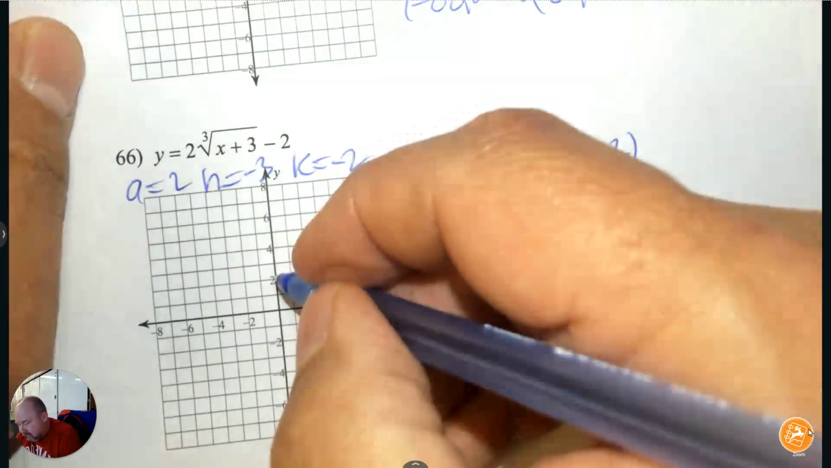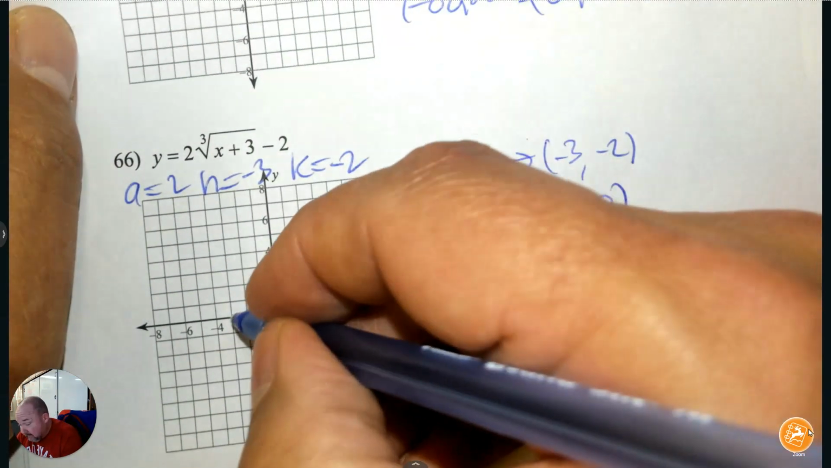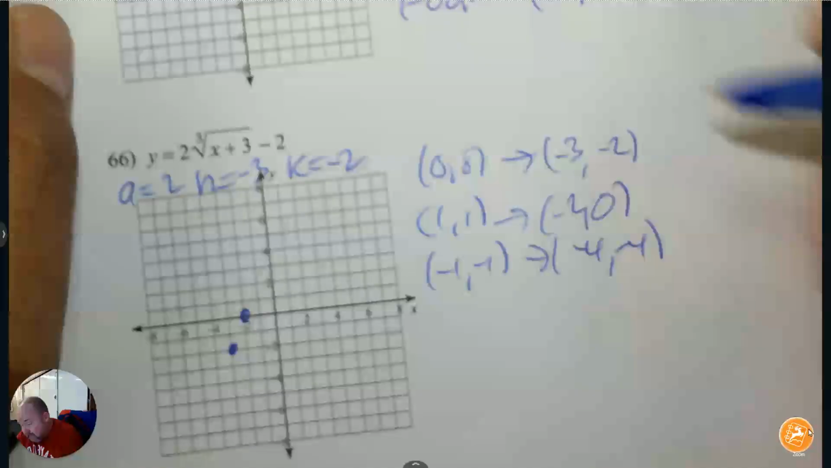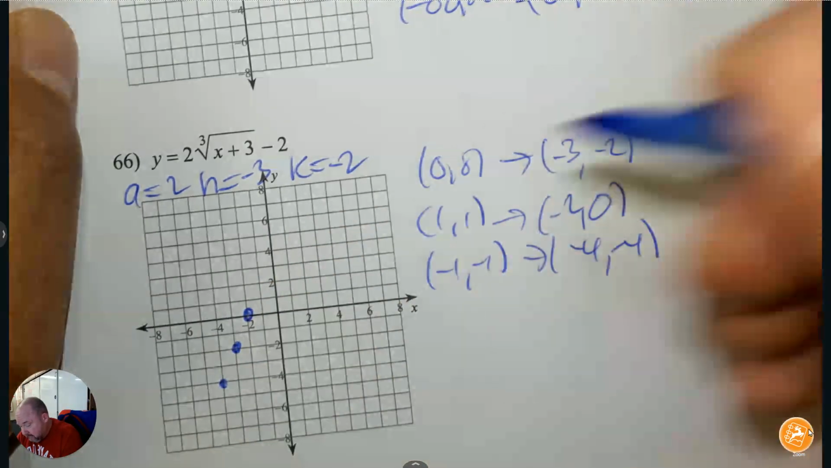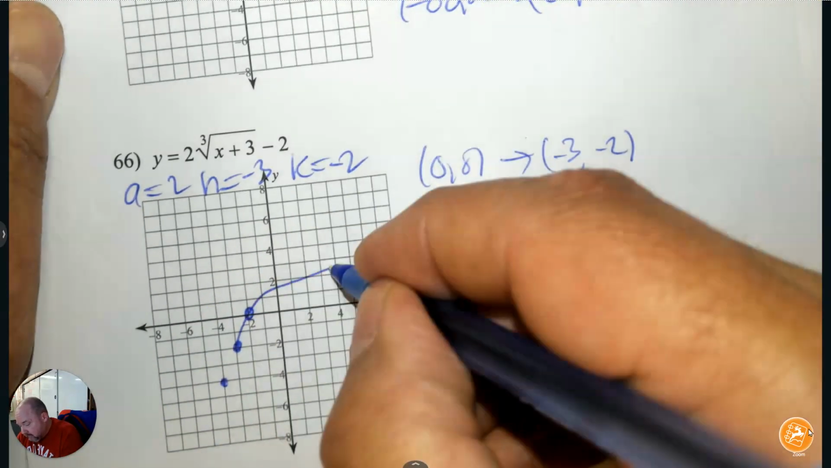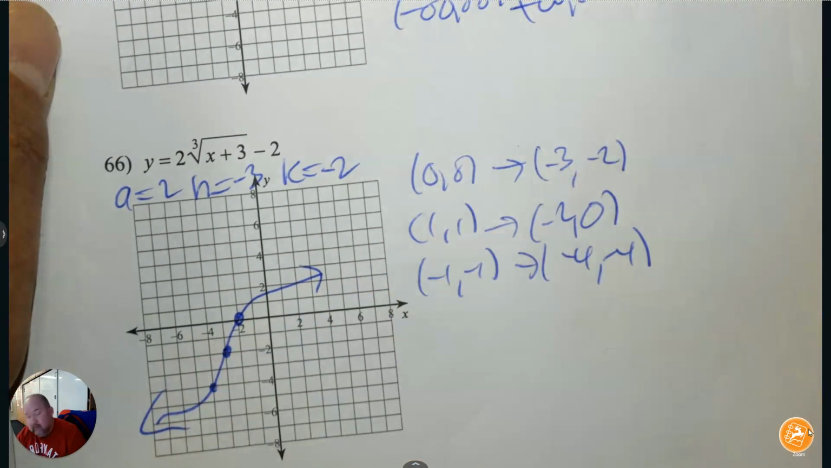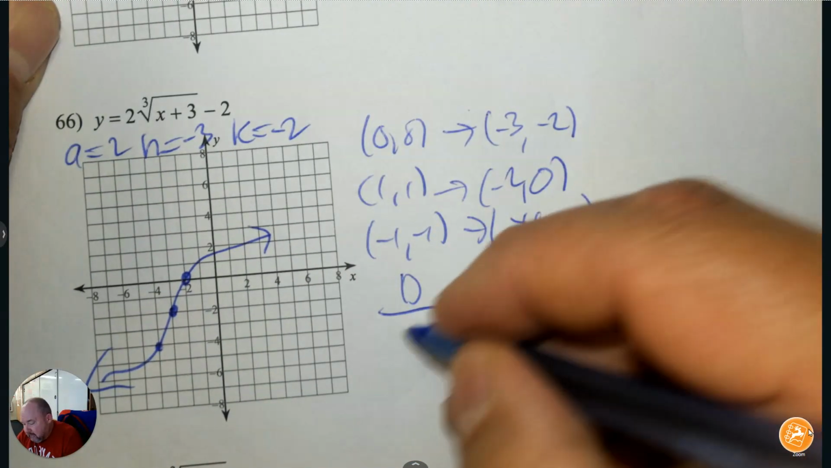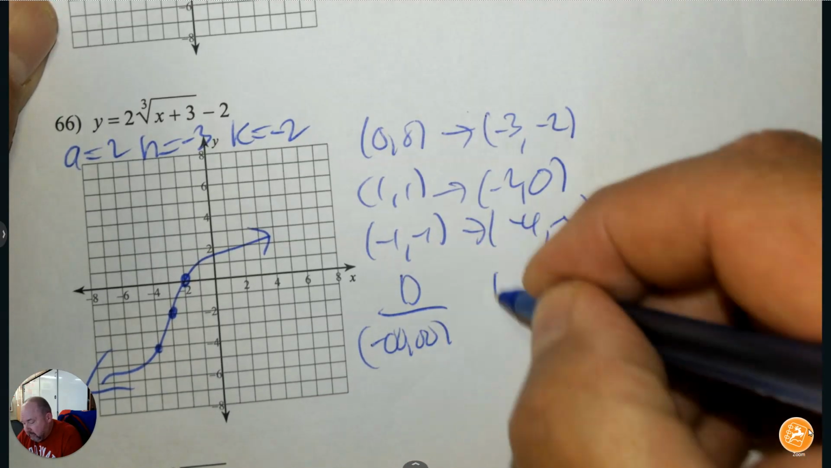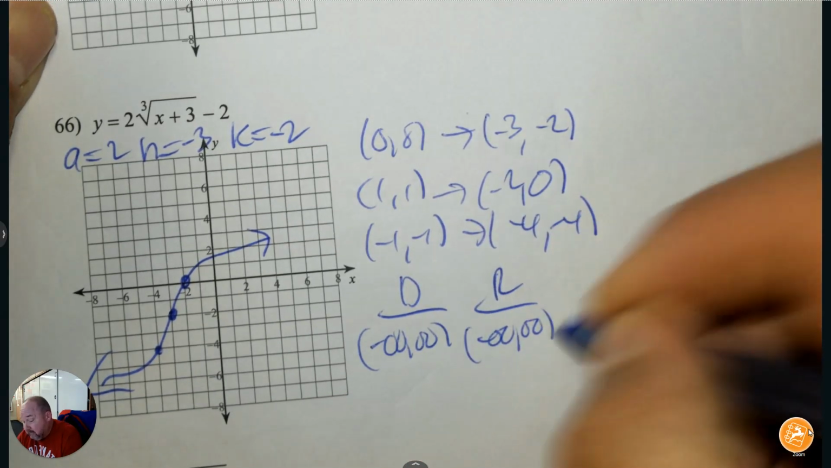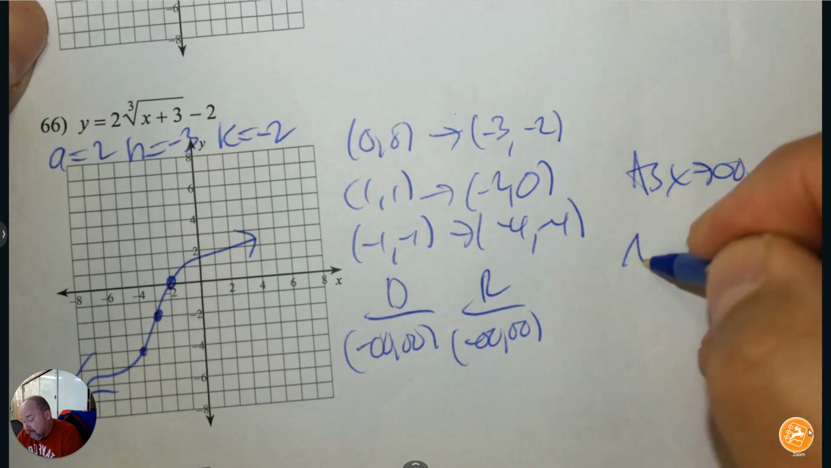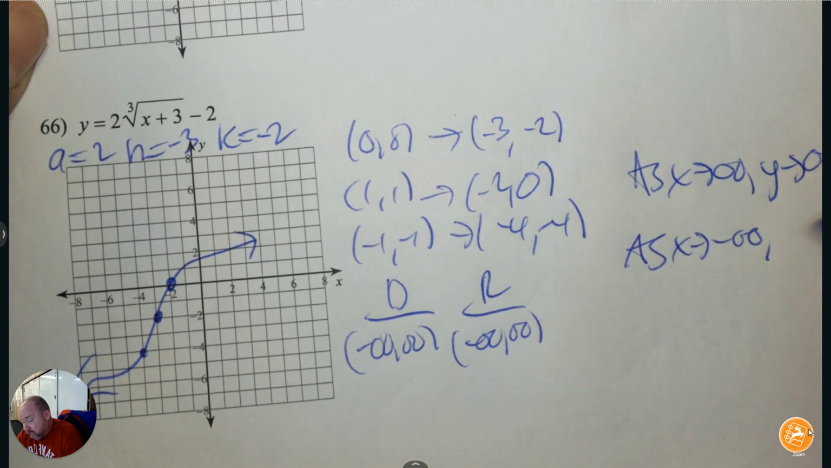So we have -3, 2, -3, -2, -2, 0, and -4, -4. And we're going to curve this. Make like your S-like pattern. The domain and the range never change. All real numbers from -infinity to infinity. And the end behavior. The right end goes up and the left end goes down.